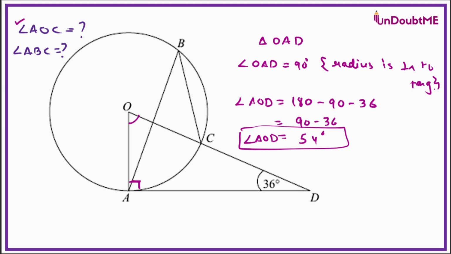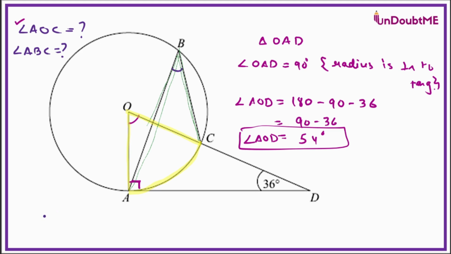Then I have to look for another triangle ABC, and in that I will look at angle ABC. Now if you observe this carefully, AOC is an angle subtended by an arc at the center. The same arc AC is subtending an angle ABC at the periphery. I hope you understood which theorem we are trying to use over here.